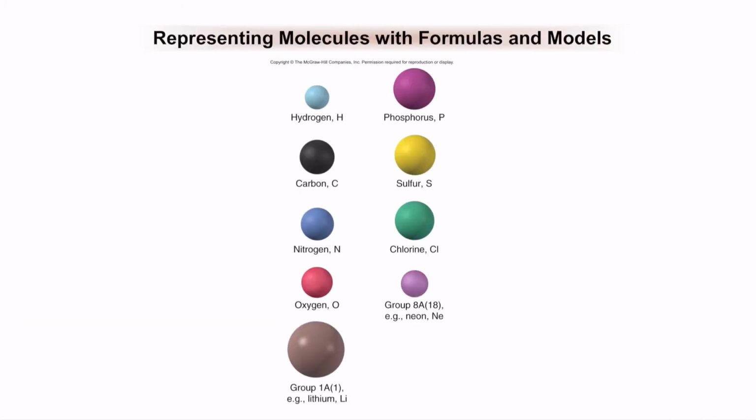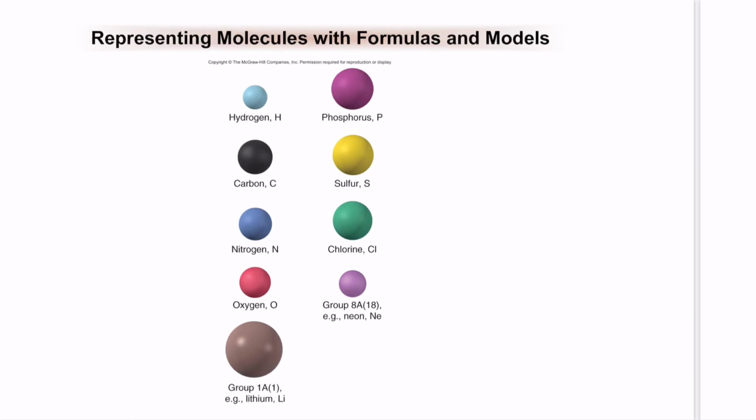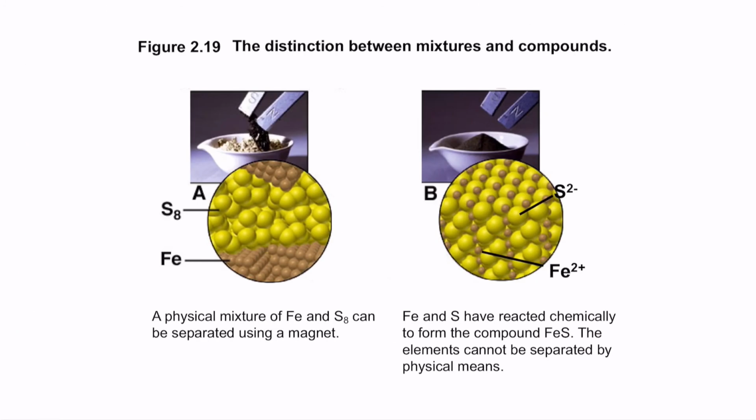So the representation in general depends on these colors. These are the most common colors that you will generally see. You can screenshot this part of the video and keep it as a reference so that you remember which color is what. This is an example of representation of iron sulfide.